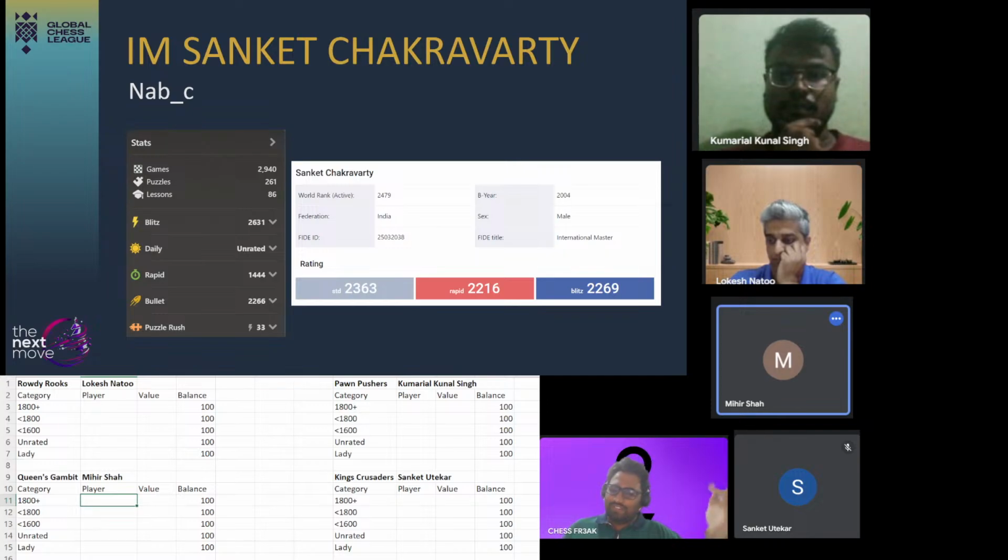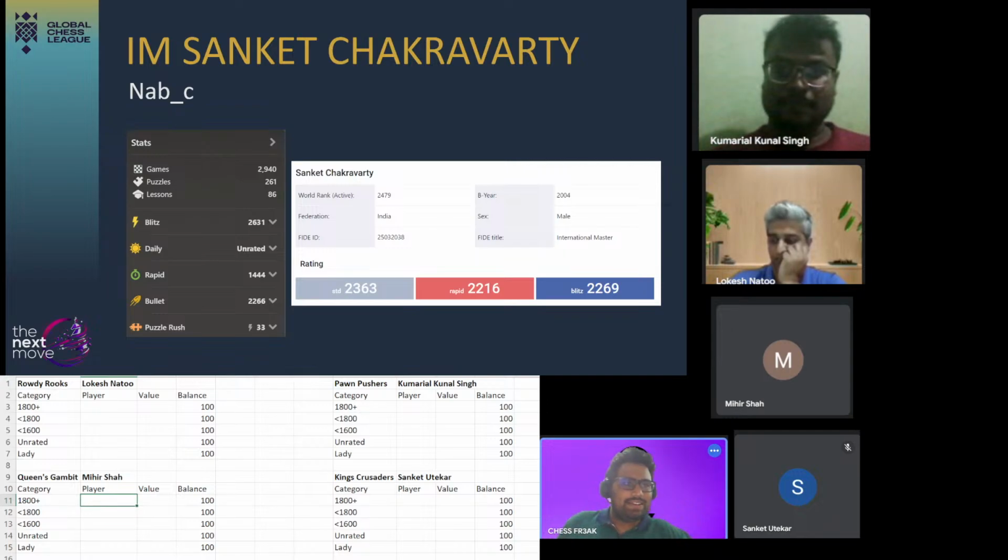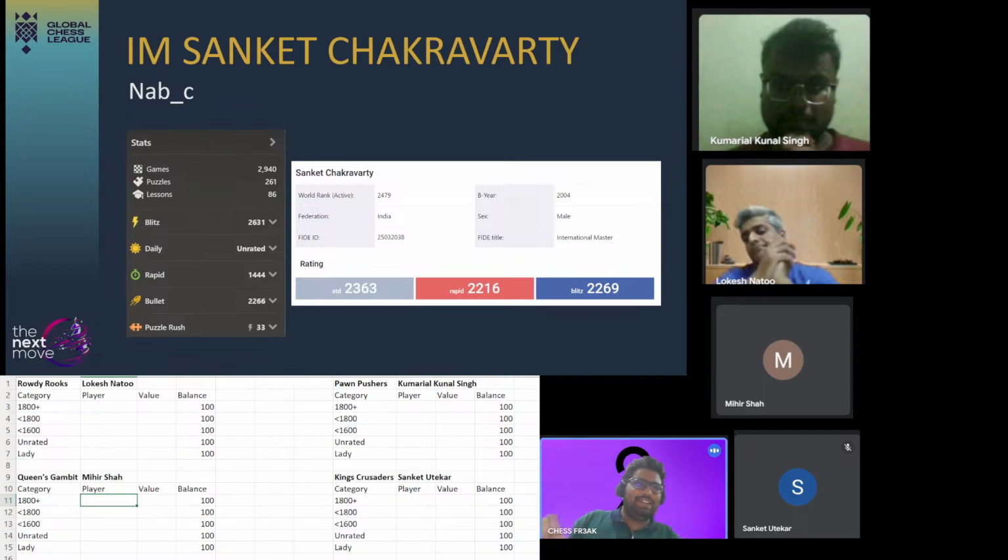51. Wow, 51 points, guys. It seems this auction is going to never end. Sanket Chakravarti, 51 points, Queen's Gambit, going once. Lokesh, are you interested? 51 points, going twice, Queen's Gambit. And if none of you are interested, I'm going to finally sell Sanket Chakravarti at 51 points. Do I see any bids?